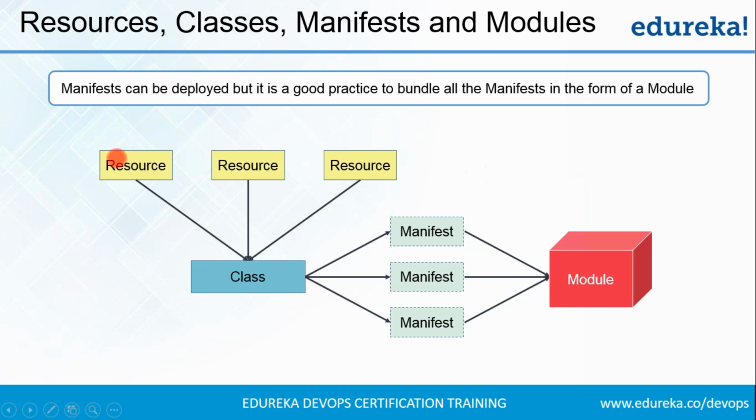So there are certain resources, all right? A user is a resource, a file is a resource, basically anything that is there can be considered as a resource. Multiple resources combine together to form a class. Now this class, you can declare in any of the manifests that you want. You can declare it in multiple manifests. And then finally, you can bundle all these manifests together to form a module.